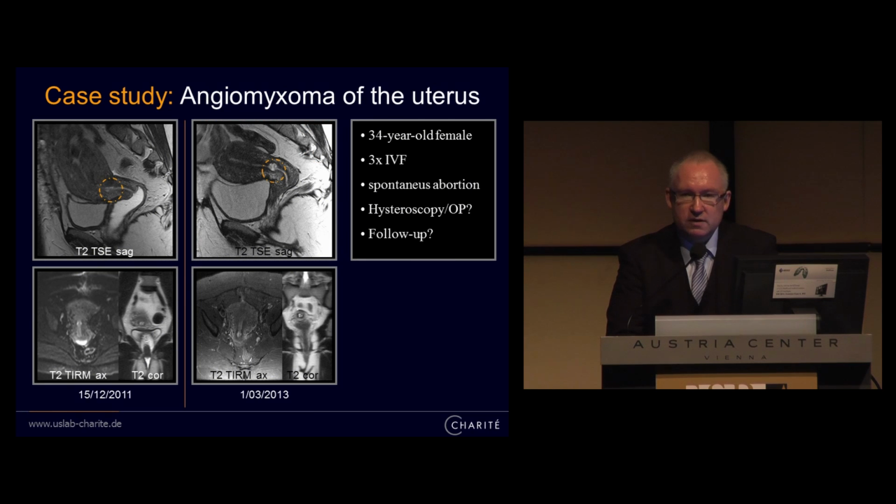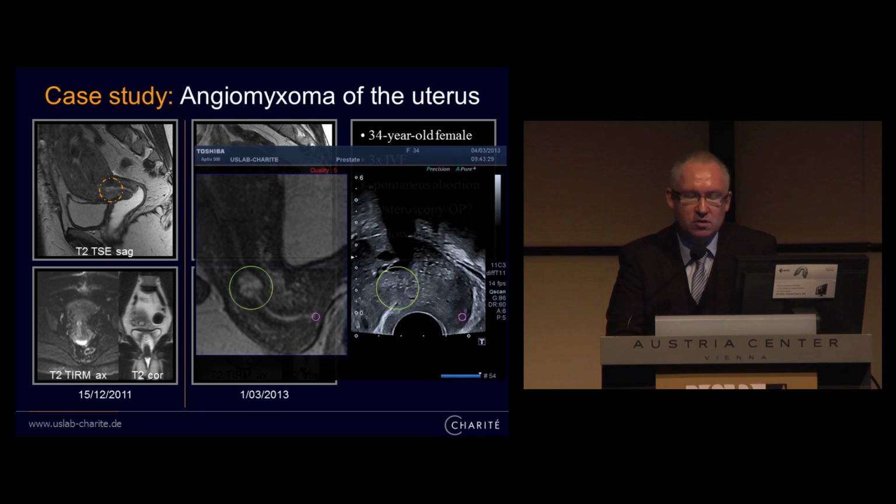A short outlook, a very rare case here of an angiomyxoma of the uterus. And this was a 34-year-old female with 3 times in vitro fertilization before, with a spontaneous abortion. And the question is a follow-up of this rare tumor. And this is the follow-up based on MRI. And for the future, hopefully we can follow up this also from the ultrasound point of view.